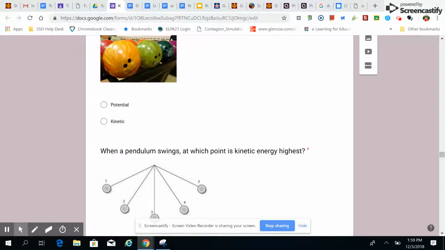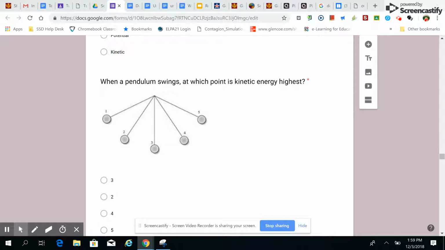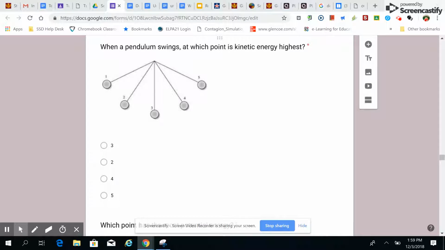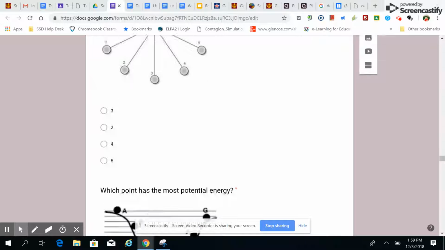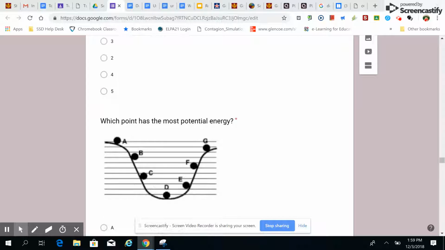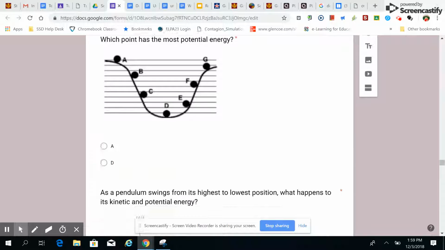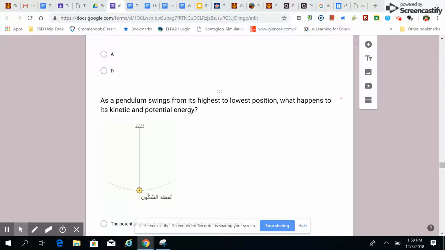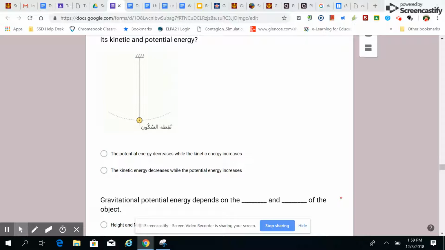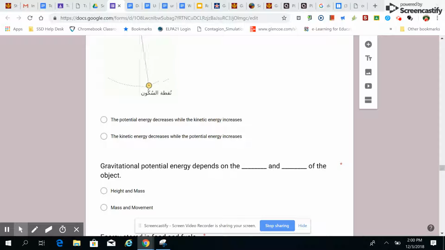When a pendulum swings, at which point is kinetic energy highest? 3, 2, 4, 5. Which point has the most potential energy? A or D? As a pendulum swings from its highest to lowest, what happens to its kinetic and potential energy? The potential energy decreases while the kinetic energy increases. The kinetic energy decreases while the potential energy increases.